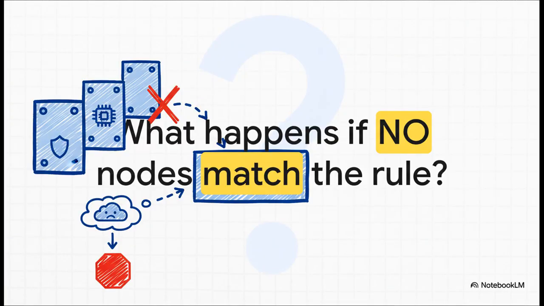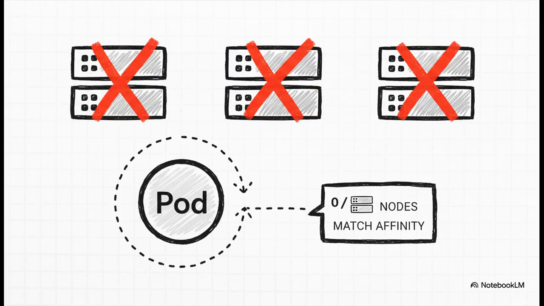Okay, but this brings up a really important question. We keep saying this is a required rule, a hard and fast constraint. So what happens if the scheduler scans your entire cluster and comes up empty? What if not a single node satisfies your rule? The answer is, well, it's simple, and it's absolute. The pod will not get scheduled.